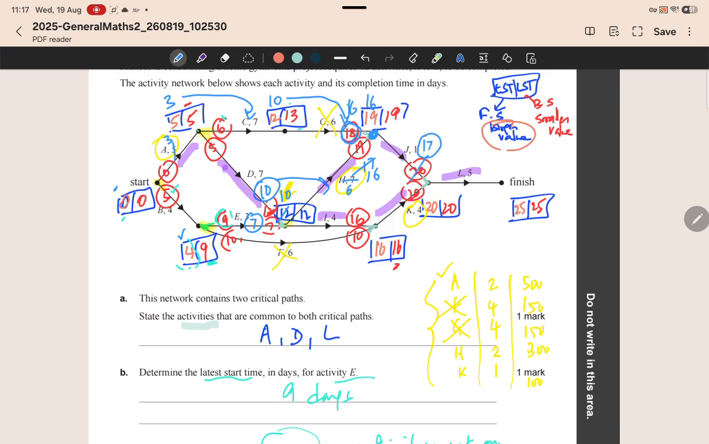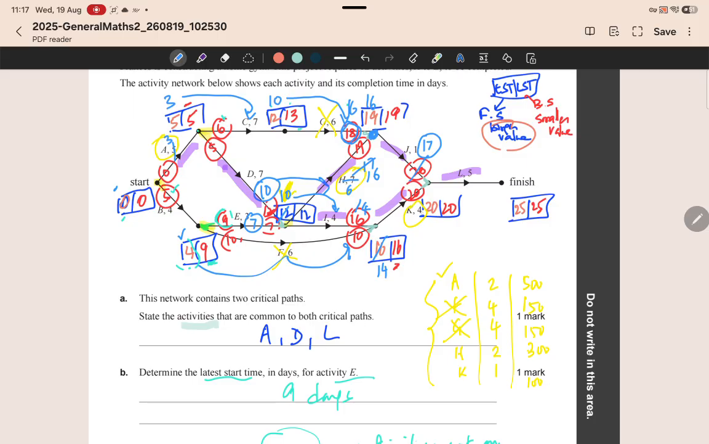Now let's see what happens to the value along K. So we decided that F is not going to be a reducible activity. So 4 plus 6 was 10. Now I is not a reducible activity, so 10 plus 4 is 14. And so of these, the larger value is 14.